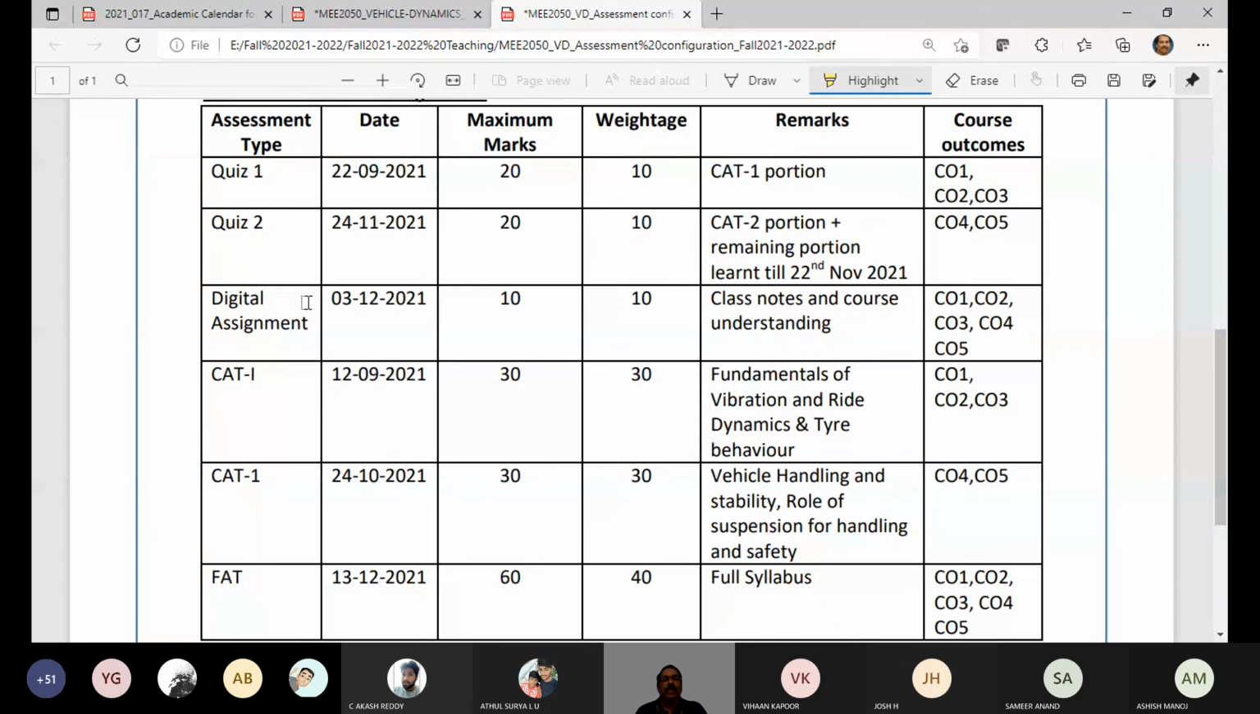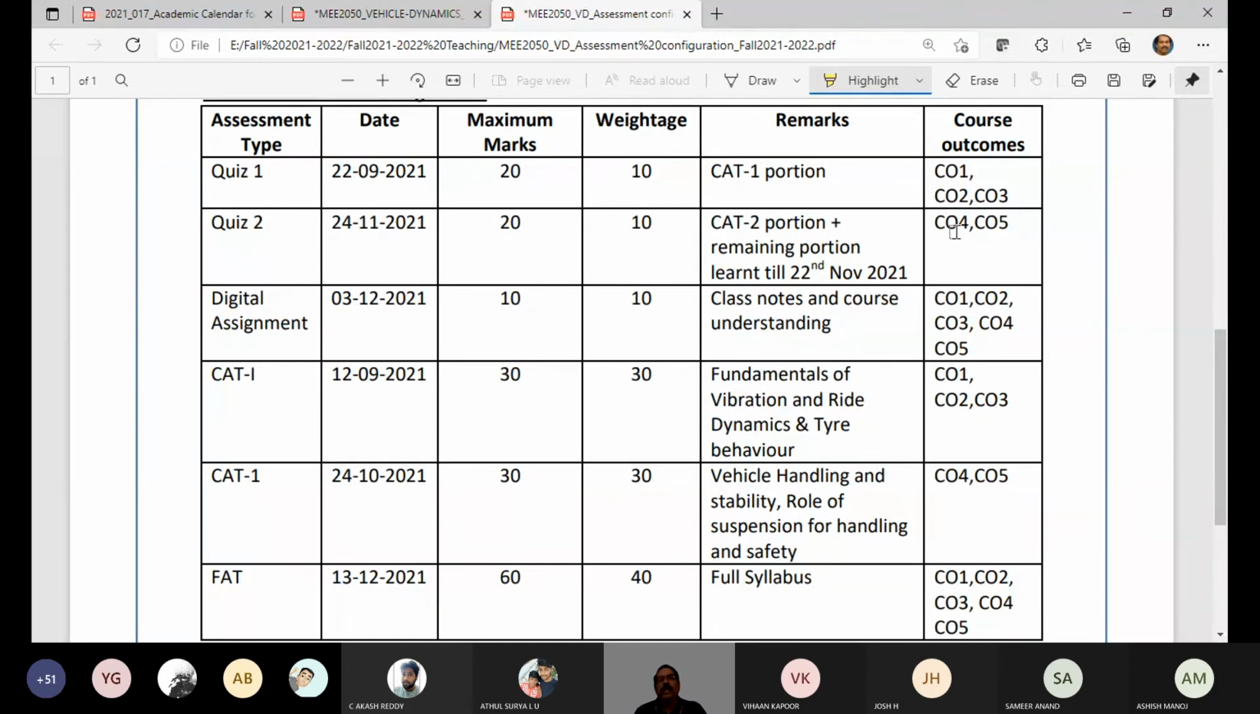And this is an important timeline which I was telling you. We will have quiz 1 on 22nd September and quiz 2 on 24th November. These would fall just after CAT 1 and CAT 2 respectively. You may have 20 marks weightage, maybe MCQ type or descriptive. Let's decide at that time. And your answers and performance, your marks, would help me make an assessment of the course outcomes.